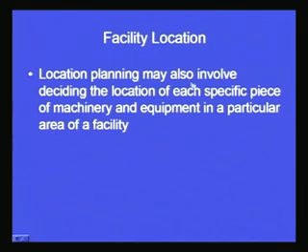Now within the factory also we have to take a decision. Location planning may also involve deciding the location of each specific piece of machinery and equipment in a particular area of a facility. Now the facility location decision has already been taken, that the facility would be located, suppose, in city X, and within city X this would be located in a particular area, maybe PQ area. So we know that the location of the facility would be city X and it would be in PQ area.